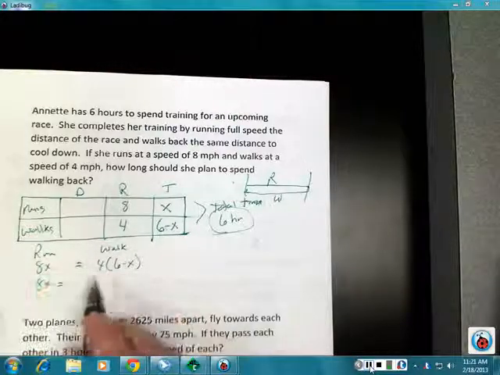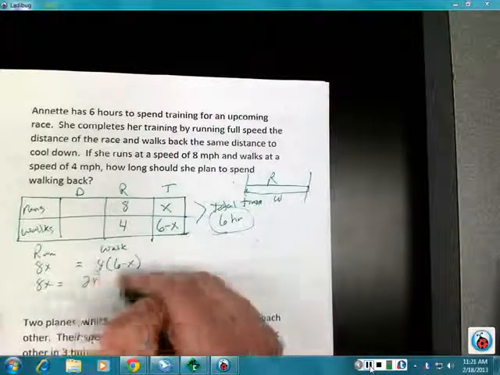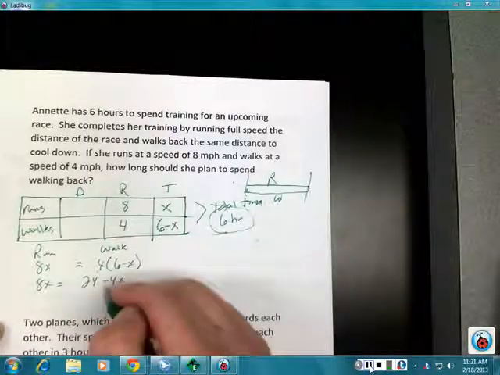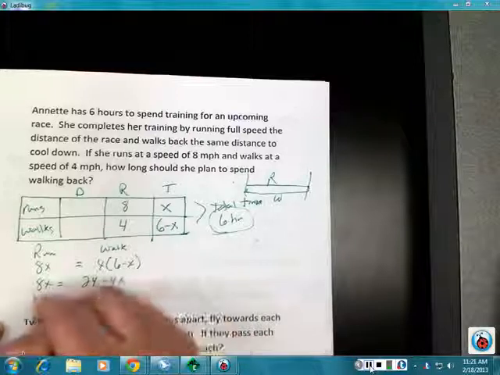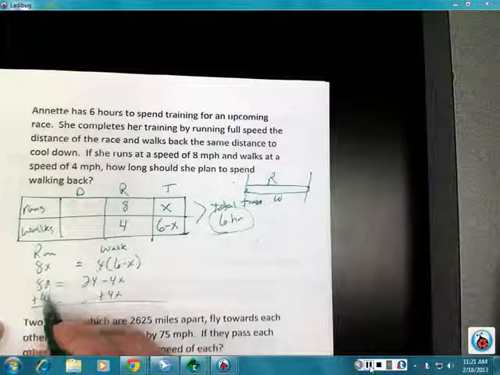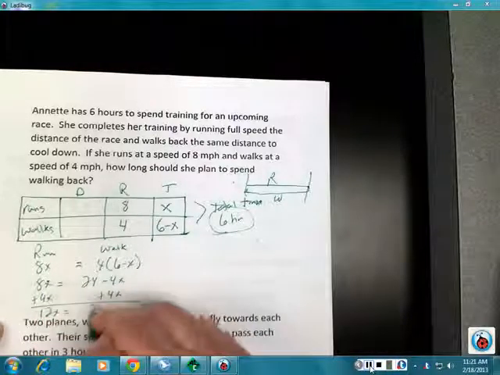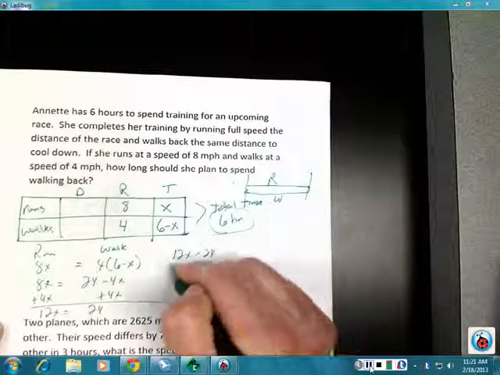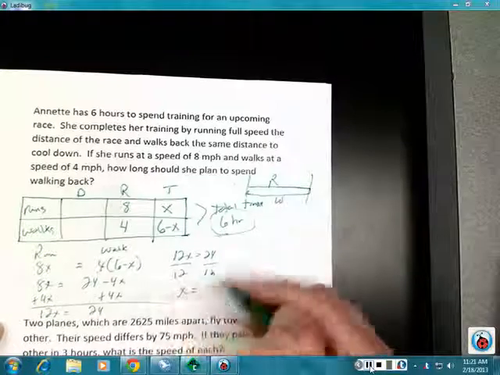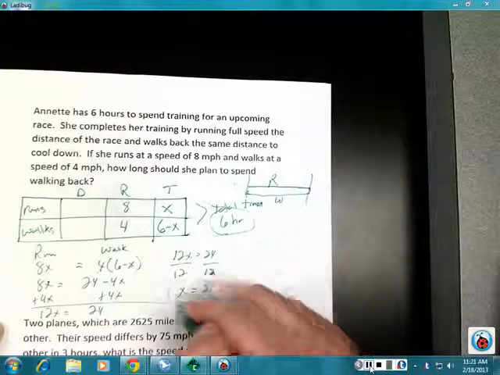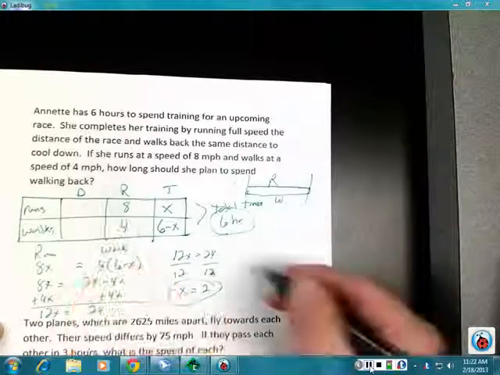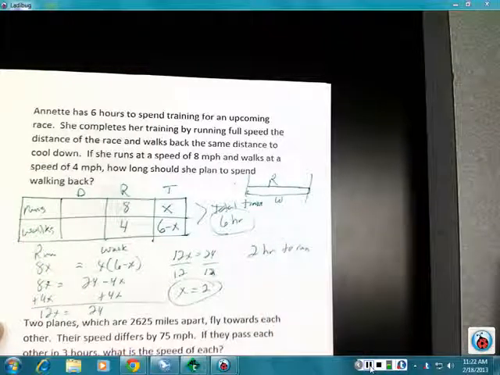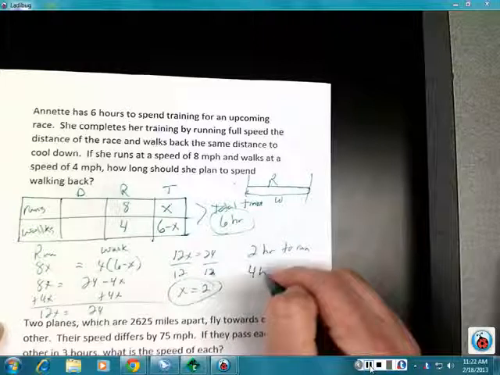So 8X. 4 times 6 is 24. 4 times X is minus 4X. Then we get the X's together. 8 plus 4 is 12X. So 12X equals 24. Divide by 12. So X is equal to 2. It takes her 2 hours to run. And how many hours to walk back? 4.